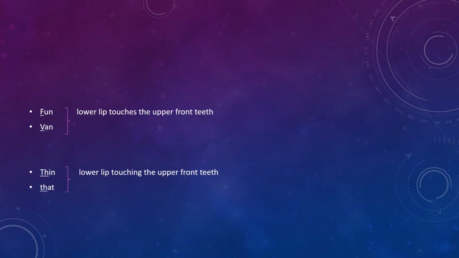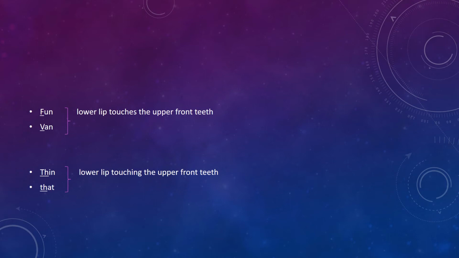The next set of sounds are f, v. F as in fun, v as in van. Fun, van. Here, the lower lip is touching the upper front teeth. If you observe, when you say f and v, the lower lip is touching the upper front teeth.